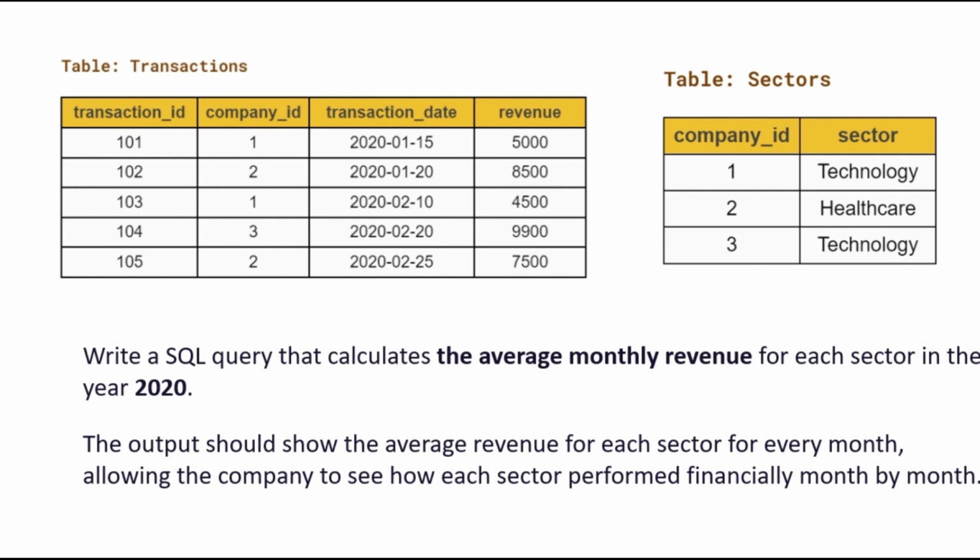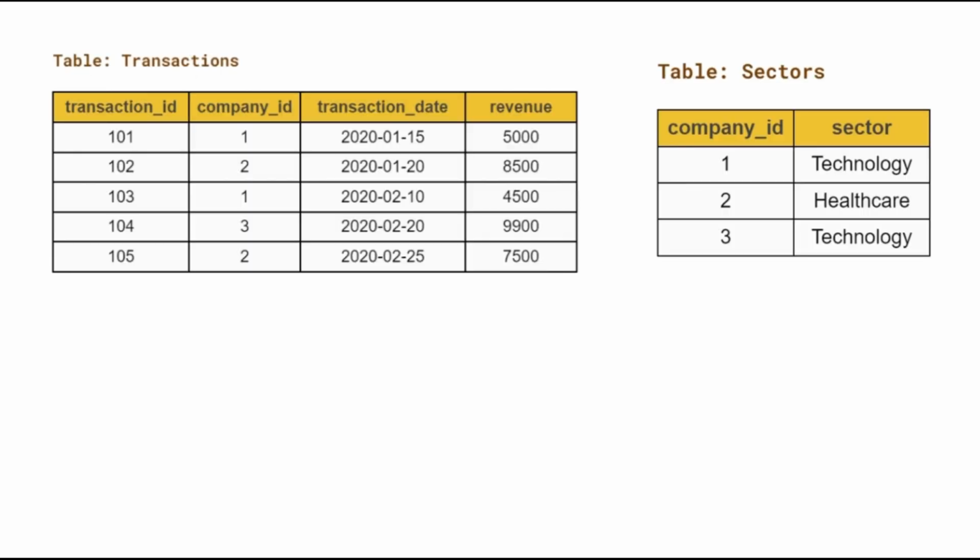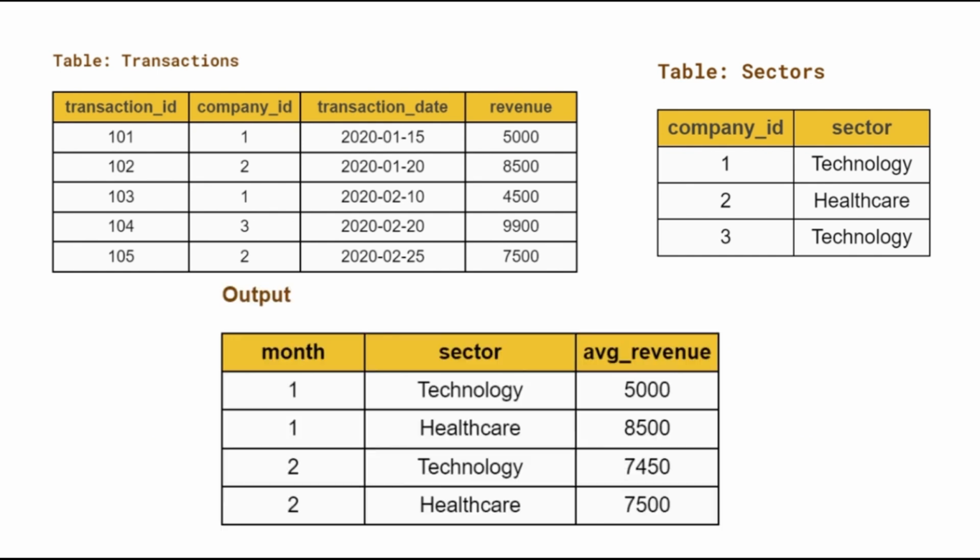So let's take a look at the input table and the output table over here. These two tables are your input tables, the transactions table and the sectors table. And this is your output table, which has columns like month, sector, and the average revenue for that particular month and sector combination. So let's see how this output has come up from these input tables. If you see the transaction date, we can see that there are 2 months, January 2020 and February 2020.